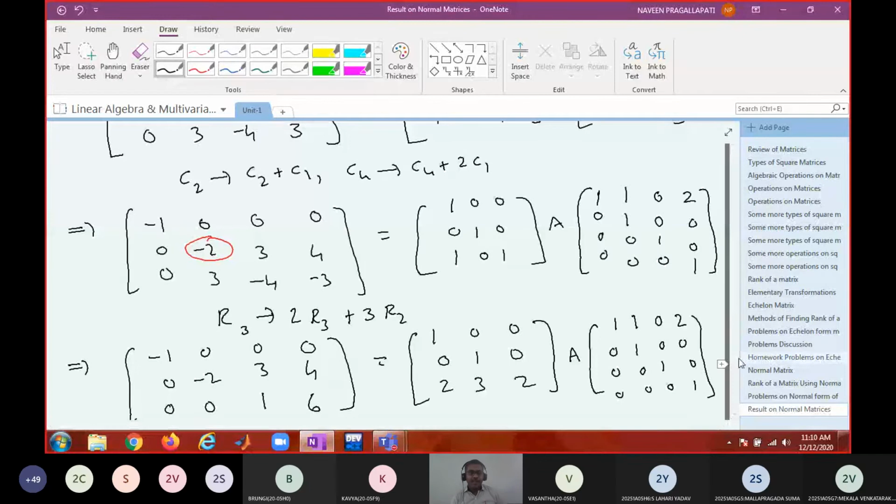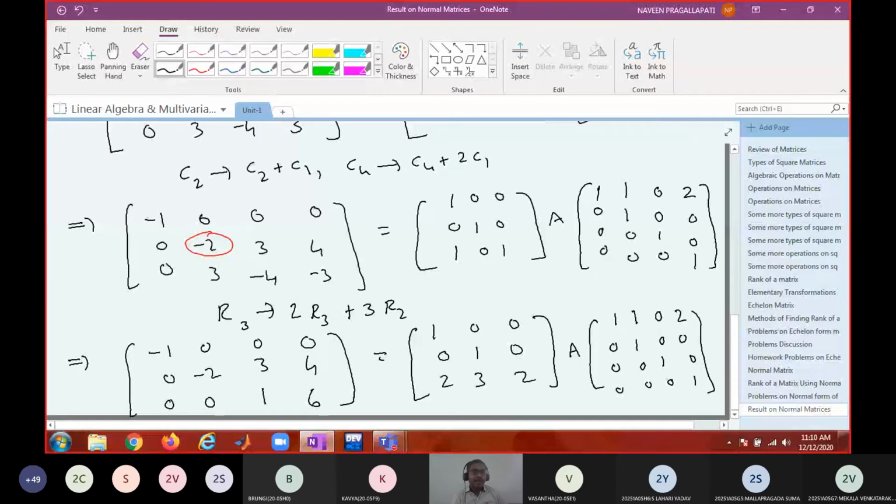What is the next operation we have to apply? I have to apply two column transformations. What are the two column transformations? Column transformation for C3 and C4: C3 gets 2C3 plus 3C2 and C4 gets C4 plus 2C2. Am I right? I will do that on the next page. Can you tell me those operations?